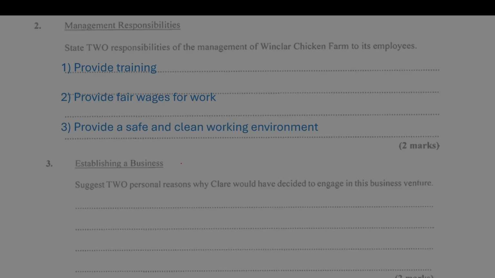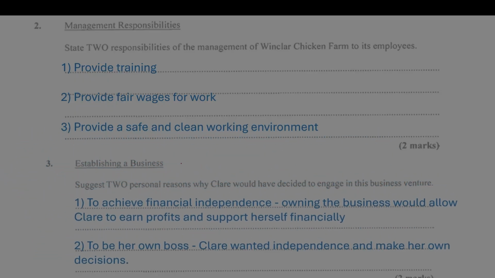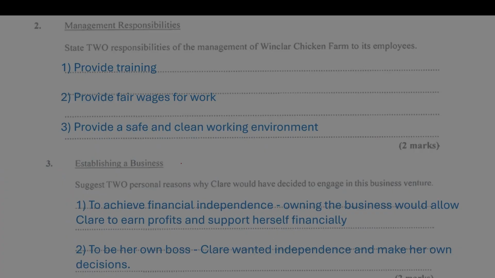Next, number three, we have establishing a business. Suggest two personal reasons why Claire would have decided to engage in this business venture. So, two personal reasons why Claire could have decided to go into this business is first of all, to achieve financial independence.